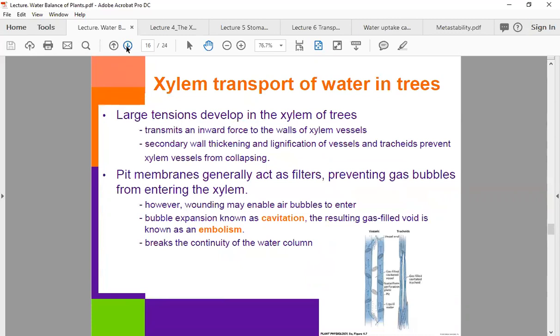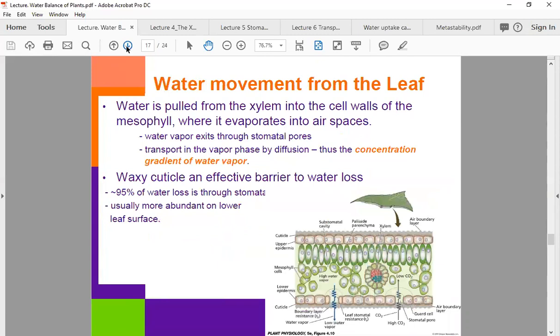All right, we've talked about cavitation, embolism. Now water is pulled from the xylem into the cell walls of the mesophyll cells. That's what we've just seen, the development of that negative tension, and of course that will pull the water up. From the outside of the cells in the leaf, the water evaporates into the air spaces. From there, water vapour exits through stomatal pores.